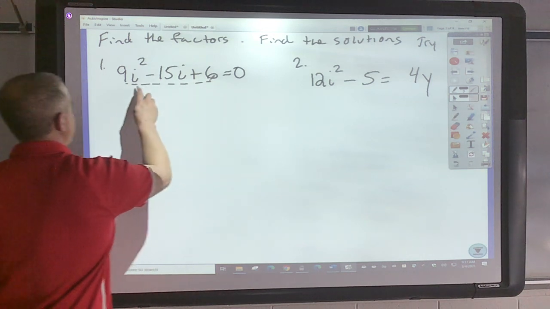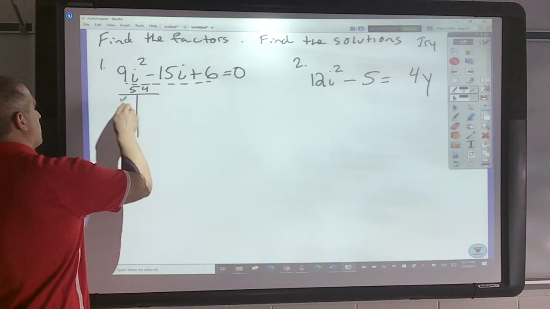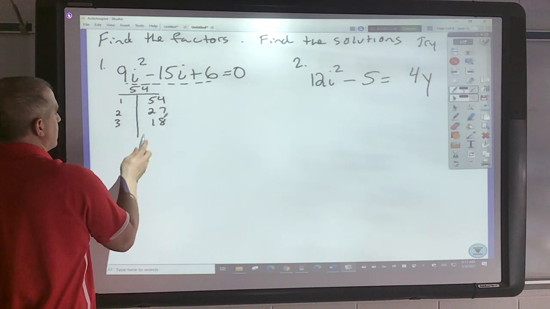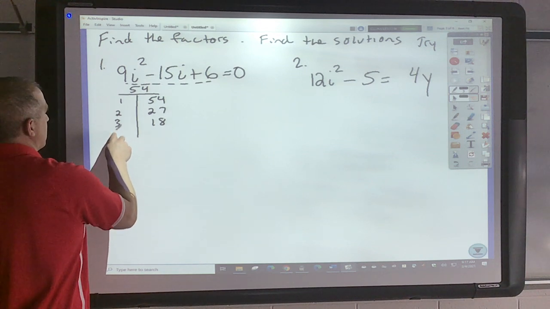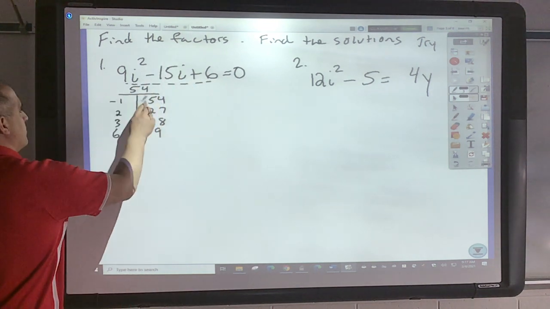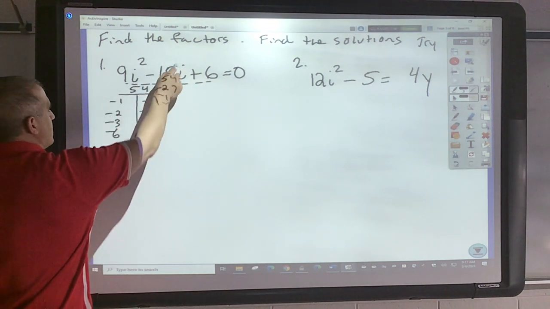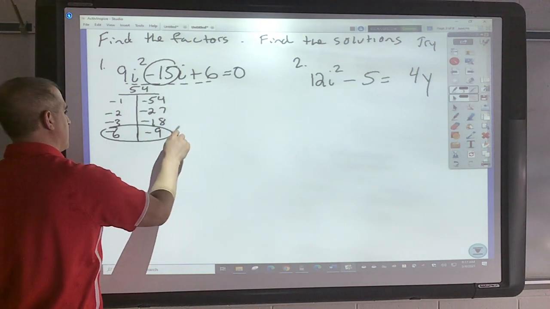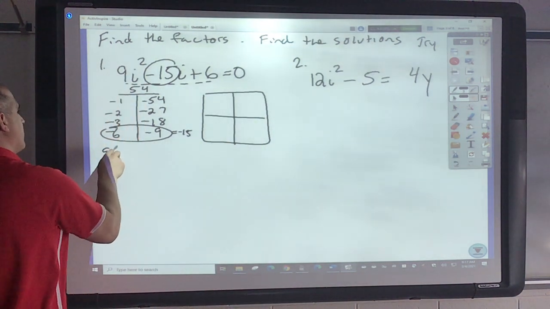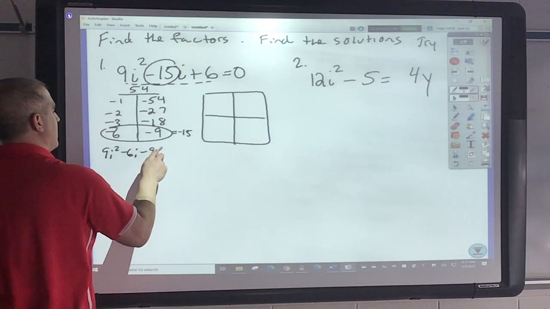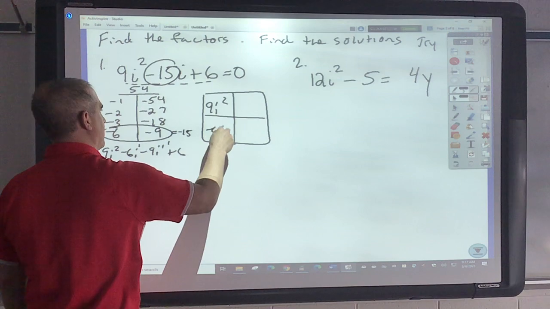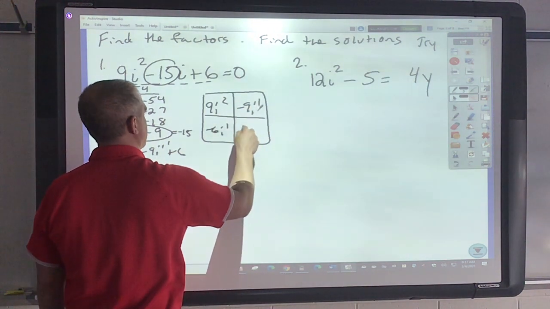I would multiply, gives me 54. Factors of 54 are 1 and 54, 2 and 27, 3 and 18. I don't think 4, no. 6 and 9. Okay, so since this is minus, but this is plus, both sides would be negative. Looking for the set that adds up to negative 15, and that would be this set that adds up to negative 15. Okay, so I'm going to make my box. So this is going to be 9i squared minus 6i minus 9i to the first plus 6.